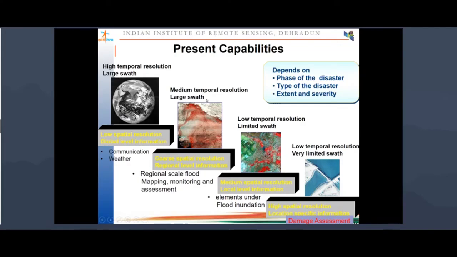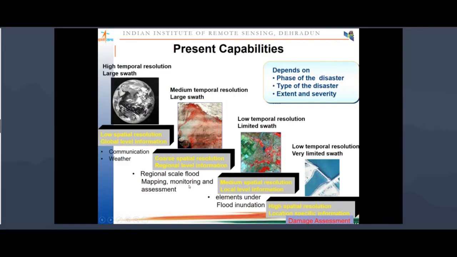Medium temporal resolution, large swath. Now these have coarse spatial resolution, like 1 kilometer, 350 meter, 56 meter. They are excellent. In fact, India has very nice medium temporal resolution as well as good spatial resolution, like the AWiFS sensor. It has an 800 kilometer swath as well as only 56 meter resolution. It's excellent. And this is good for regional scale flood mapping, monitoring and assessment. For example, the entire Brahmaputra basin can be covered by one sensor, sorry, one scene only.